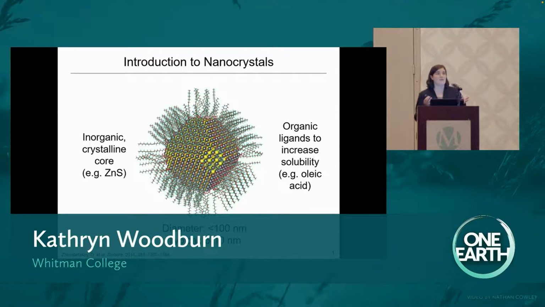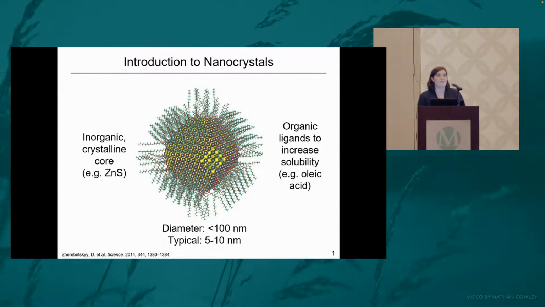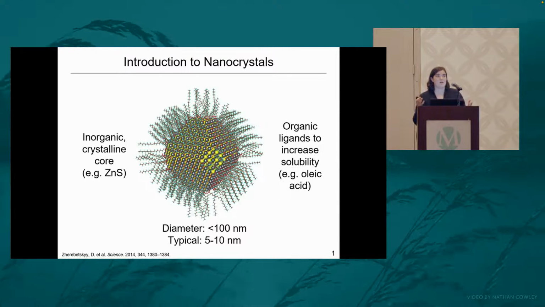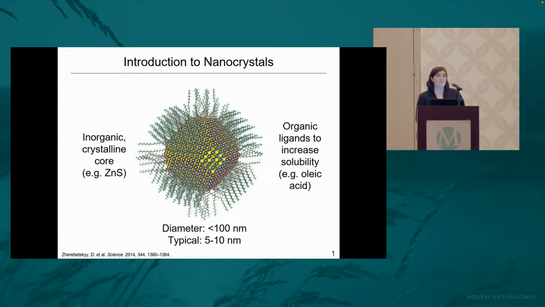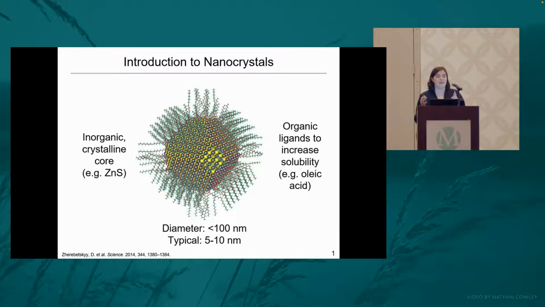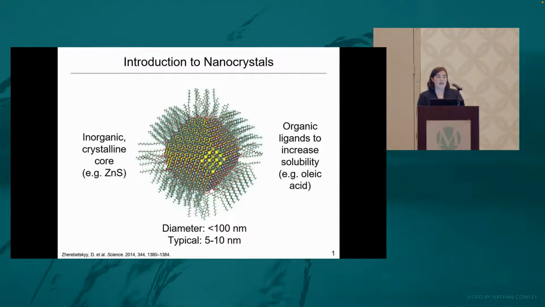So we make these nanocrystals in nonpolar solvents. Our organic ligands could be something like oleic acid, a longer carbon chain that helps the nanocrystal stay in solution and not precipitate out. Nanocrystals are typically on the scale of 5 to 10 nanometers, but they can range to hundreds.